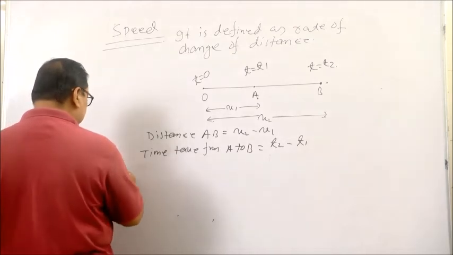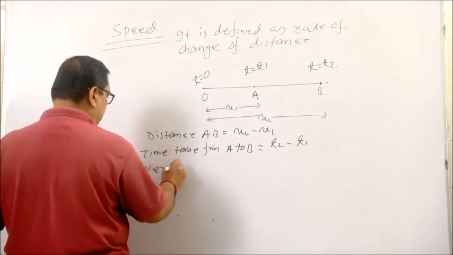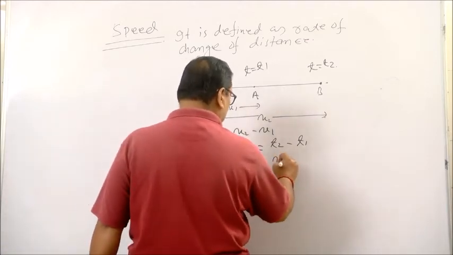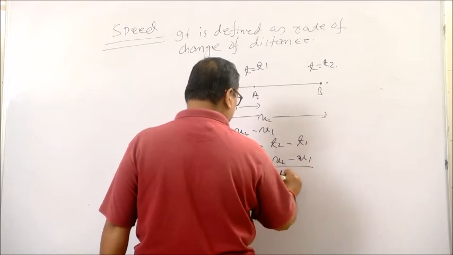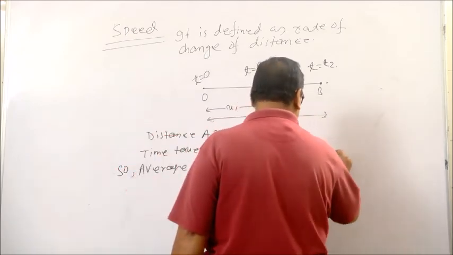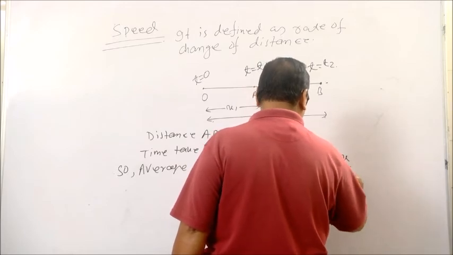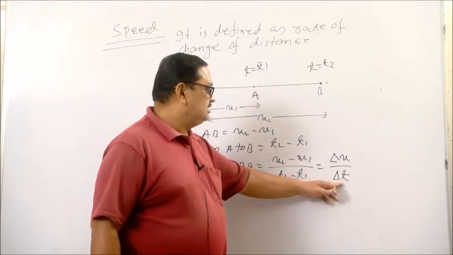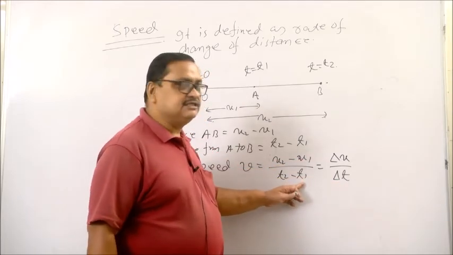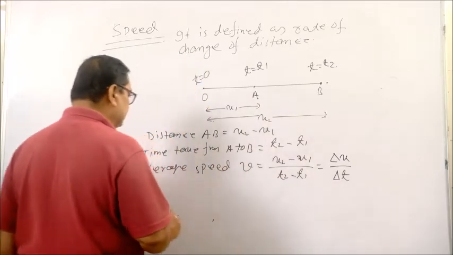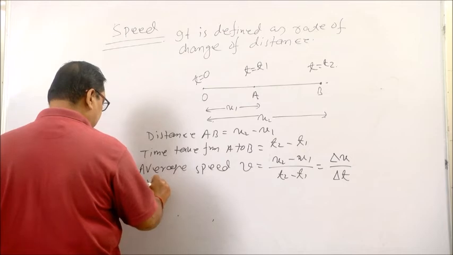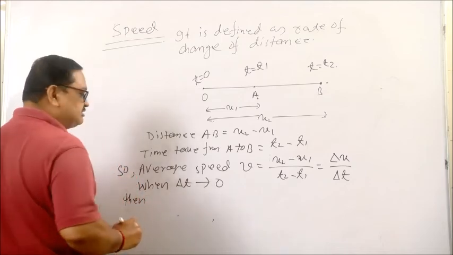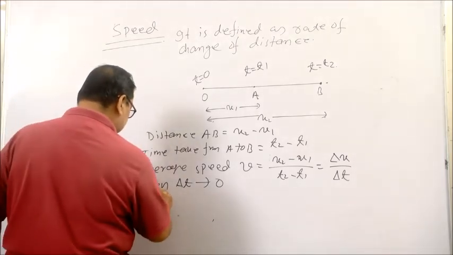So average speed v equal to x2 minus x1 by t2 minus t1. This is delta x by delta t. Delta x means change in distance, that is final distance minus initial distance. Delta t means change in time, that means final time minus initial time. So delta x by delta t. When delta t tends to 0, then the time is very small, that is known as instantaneous speed.